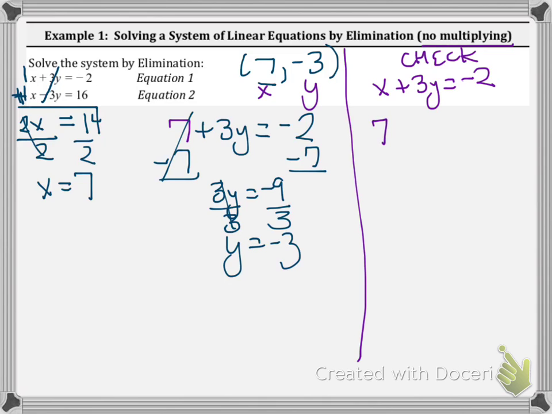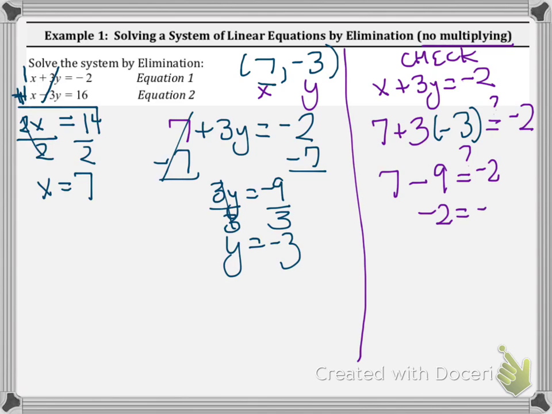So x is 7 plus 3 times our -3. Does that equal -2? So we're just checking. So 7 and then 3 times -3 is -9. Does that equal -2? And yes, 7 minus 9 is negative 2, so negative 2 equals negative 2, so far we're good. Now let's plug it into the other equation.